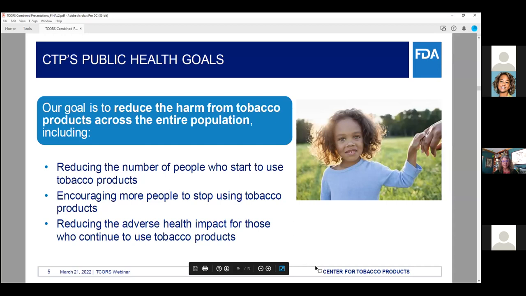So to start, FDA's Center for Tobacco Products has the overall goal to reduce harm from tobacco products across the entire population. And this includes reducing the number of people who start using tobacco products, encouraging people who are currently using tobacco products to stop, and reducing the adverse health impacts for those individuals who are continuing to use tobacco products. We think about this in terms of the population as a whole, but within this particular funding opportunity announcement and across FDA CTP as a whole, we encourage research.